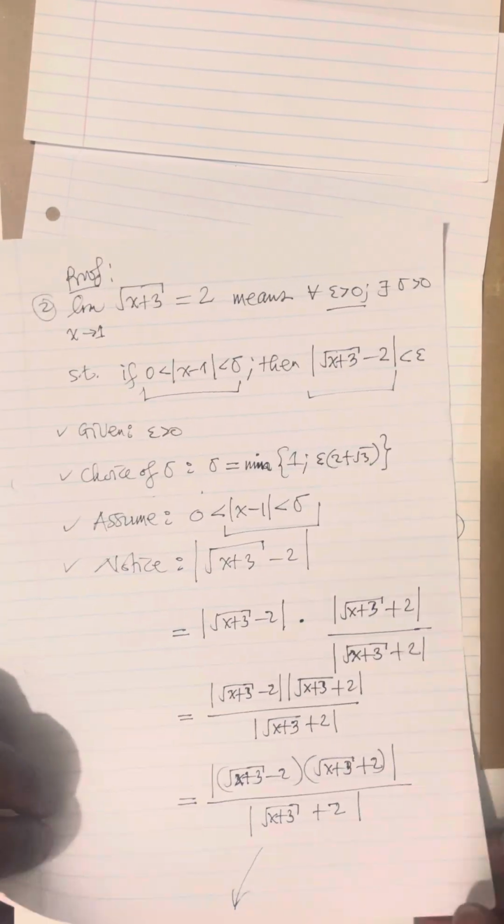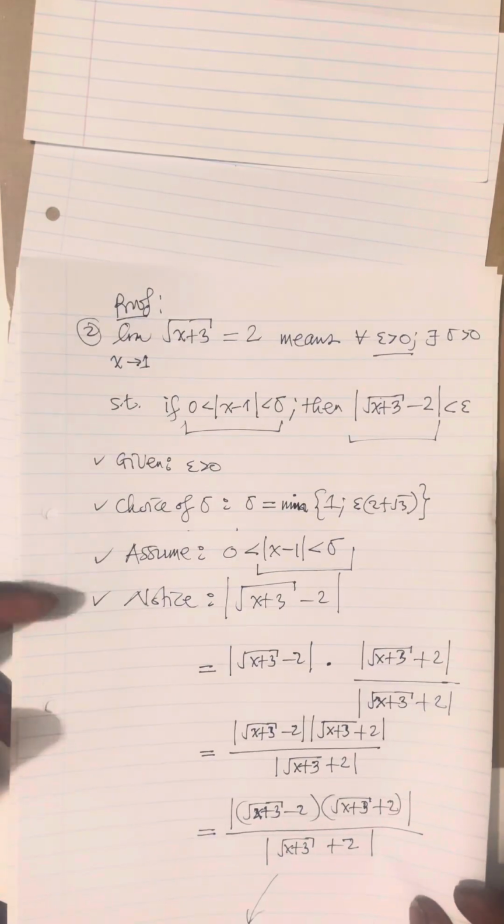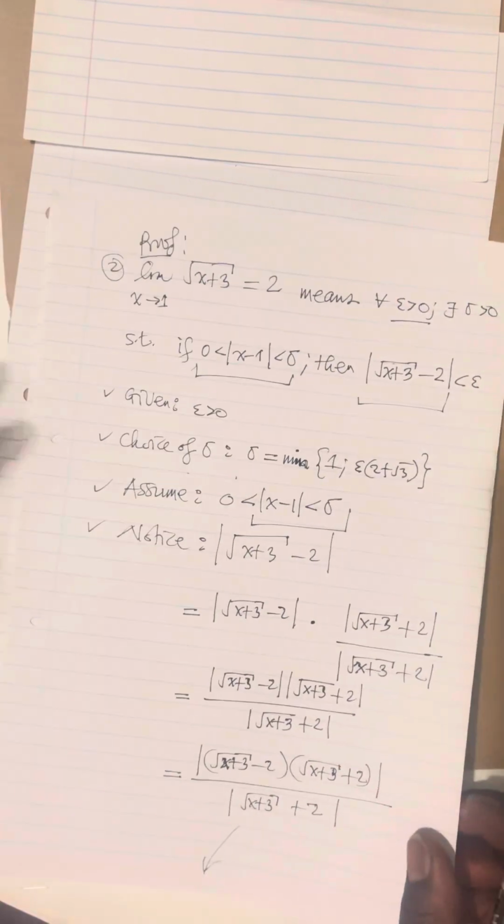So this should complete our proof on rational and radical functions.